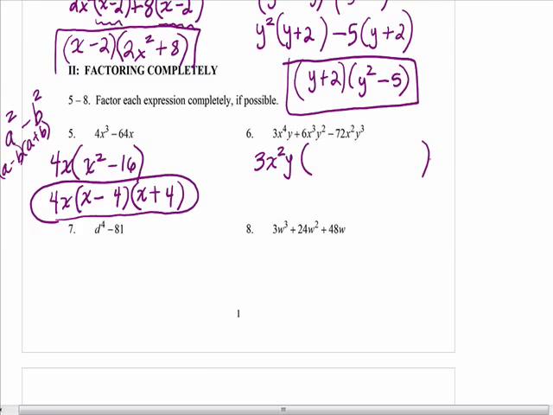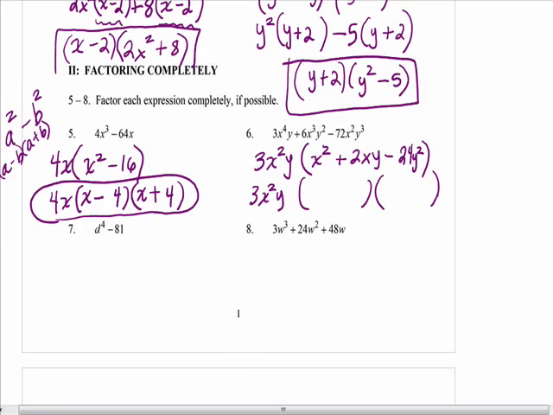Anna, what am I going to be left with inside my parentheses? X squared plus 2x minus 24, plus 2xy, minus 24y squared. Good. All right. Well, we're left with a trinomial inside. Let's try and factor that trinomial. Leave this outside. Let's try to factor the trinomial into two binomials.